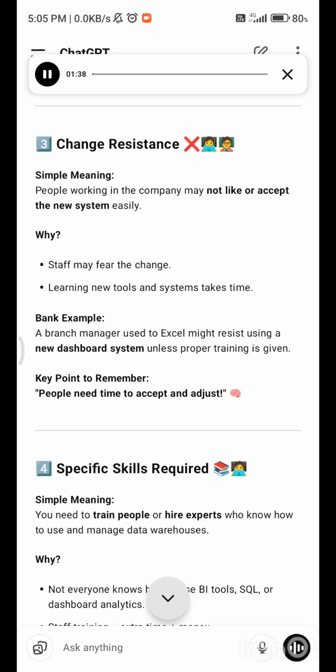3. Change resistance. Simple meaning: people working in the company may not like or accept the new system easily. Why? Staff may fear the change. Learning new tools and systems takes time. Bank example: a branch manager used to Excel might resist using a new dashboard system unless proper training is given. Key point to remember: people need time to accept and adjust.